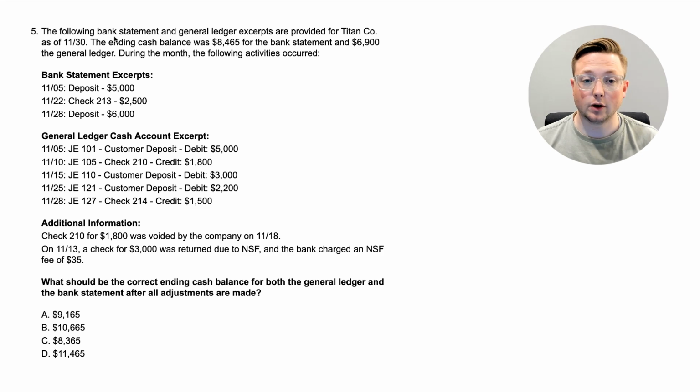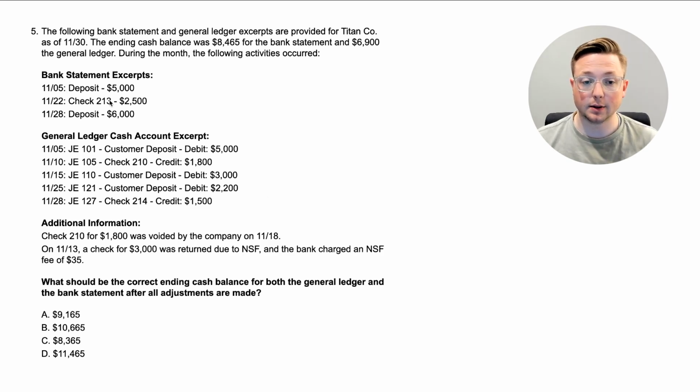So let's go up here. The following bank statement and general ledger excerpts were provided. The ending cash balance was $8,465 for the bank statement. So that's the ending cash that they had recorded. And it was $6,900 for the general ledger. So by the end of November, this is what they had recorded. Now, during the month, these are the things that occurred. And what we're going to have to do is look through these and see if anything is missing or anything needs to be adjusted based off of the information we're given.